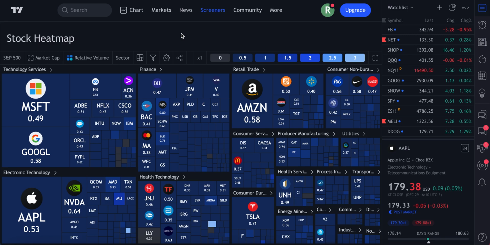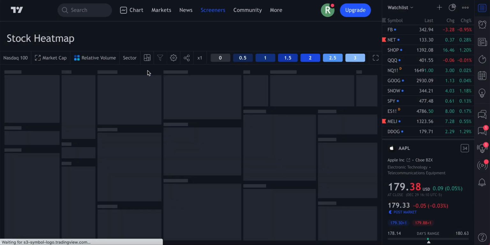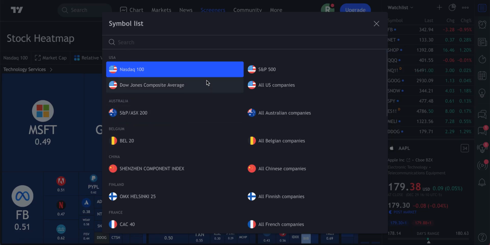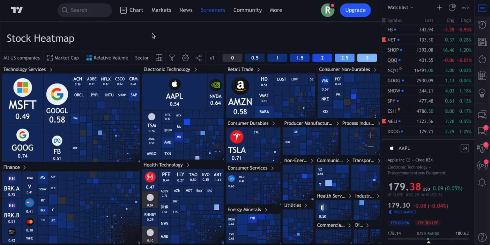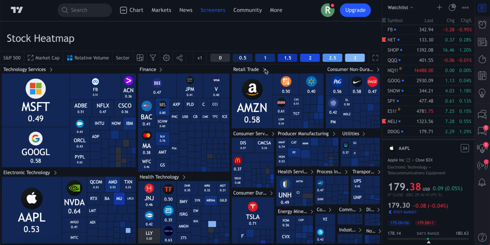So something I found, this is the S&P 500, right? You can even look into the Nasdaq 100 and see the same data and whatnot. So you have a lot of flexibility, right? All US companies, so it will bring out all the stocks, whether it's Nasdaq or whatever. And this is just the select. So for this purpose, let's just look into the S&P 500. These are the S&P 500 companies, right?